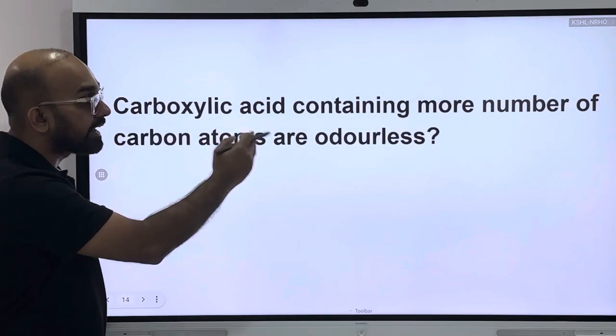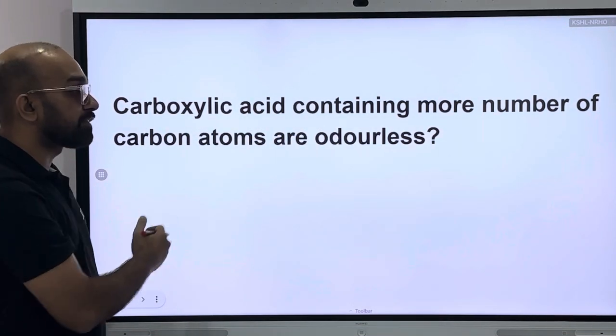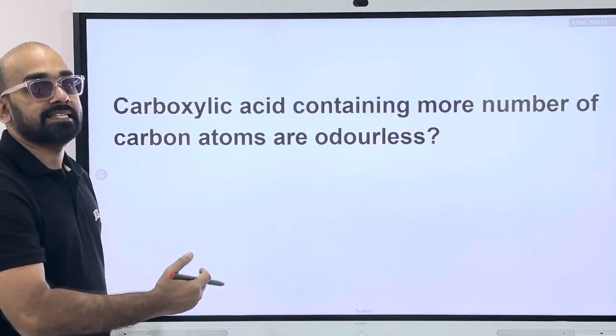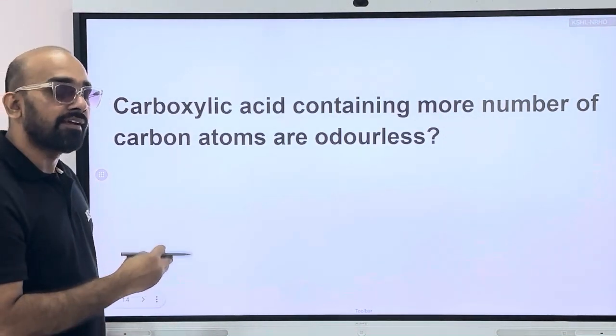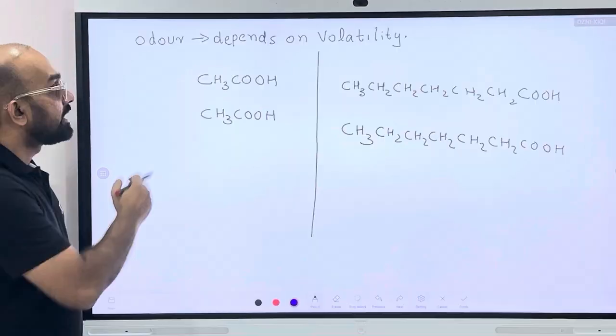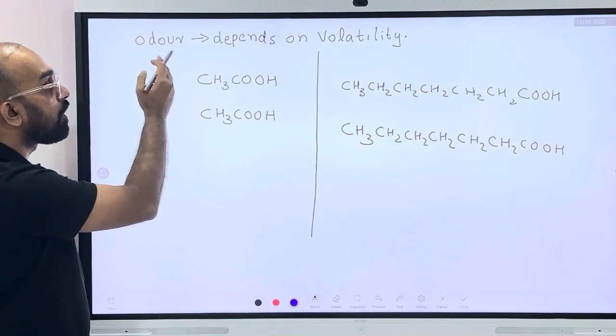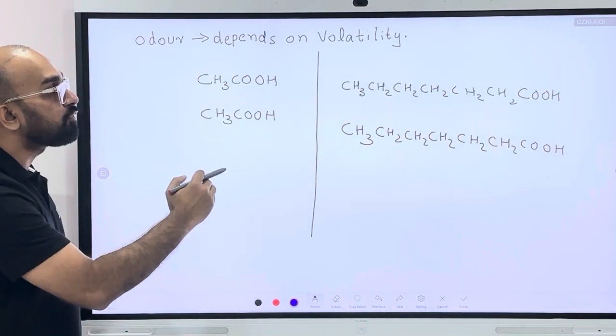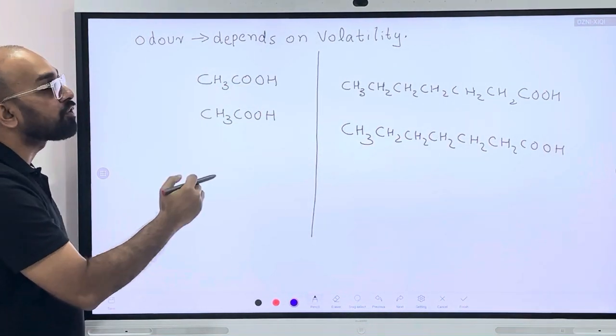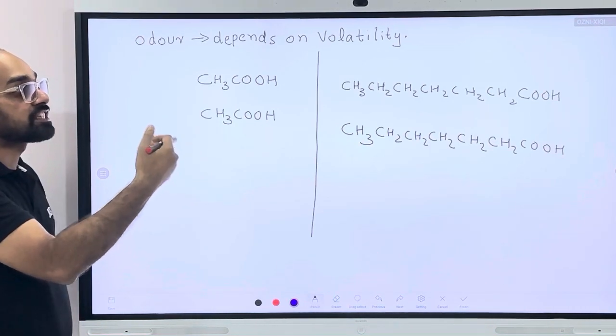Carboxylic acids containing more carbon atoms are odorless. Okay, first I will give you a detailed answer, then I will give you a statement answer. This is the key point. The odor depends on volatile nature. The more volatile the character, the more will be the odor, the more will be the smell.